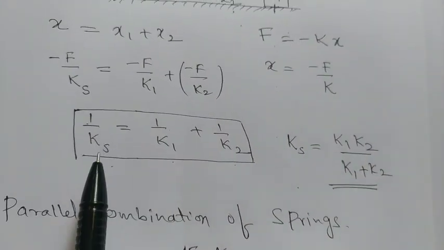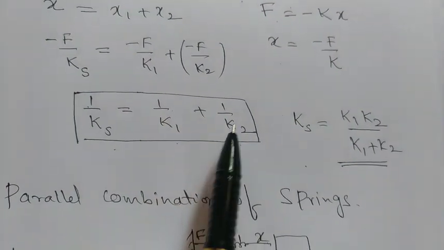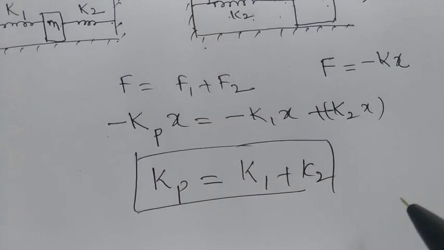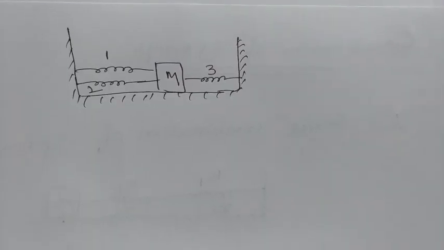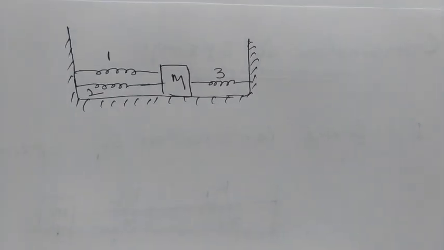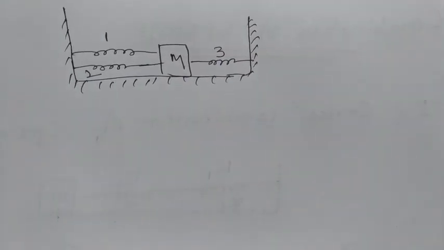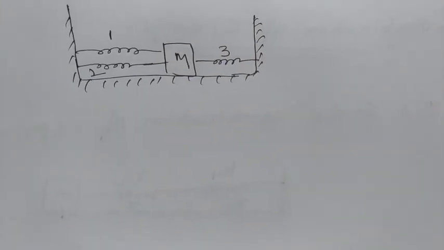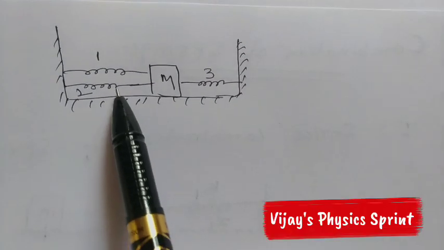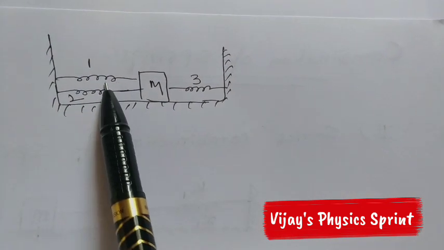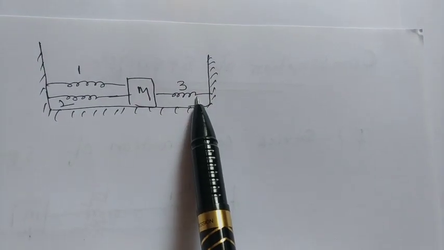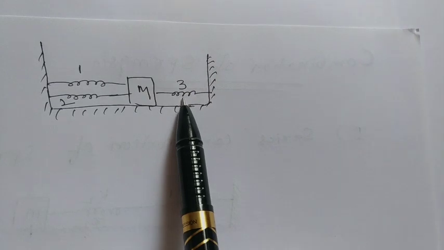In series combination we got 1/ks = 1/k1 + 1/k2, whereas in parallel combination kp = k1 + k2. See this example: three springs are connected in the given system. Now identify which springs are in which combination. Just think about it. Here springs 1 and 2 are parallel. The resultant of springs 1 and 2 is also parallel to the third spring. So simply these three are in parallel combination.